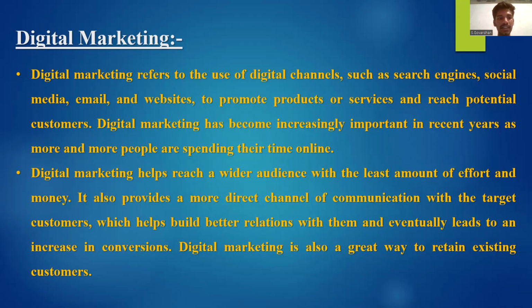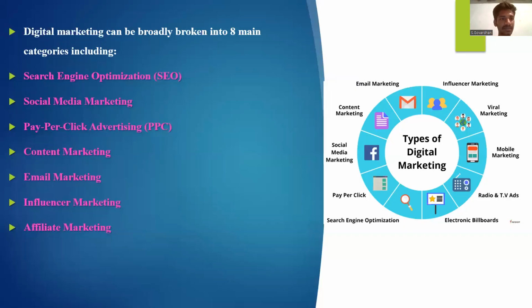Nowadays, it is very trending also. That is what is mentioned here. I don't want to mug up everything, so I am telling this briefly. Broadly, there are a lot of things in this, but I have categorized them into mainly 8 categories. The types are search engine optimization, social media marketing, pay-per-click, content marketing, email marketing, influencer marketing, and affiliate marketing. Let us discuss them one by one.